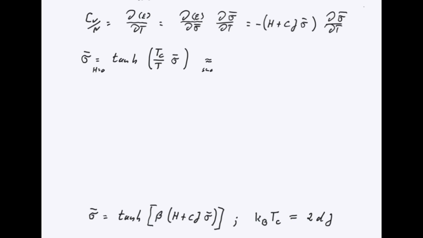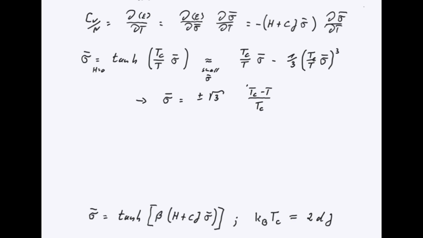Now, assuming that we are close to Tc, meaning that sigma bar is small, a Taylor expansion of the tanh gives us two terms: the argument of the tanh minus 1/3 of the argument to the power 3. Solving for sigma bar, we obtain sigma bar equal to plus minus square root of 3 times (Tc minus T) divided by T to the power 1/2, or equal to plus minus square root of 3 times square root of minus tau, where tau is the reduced temperature of the system, expressed as (T minus Tc) divided by Tc.